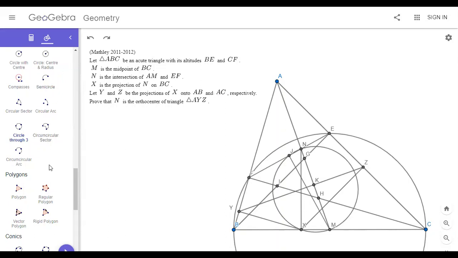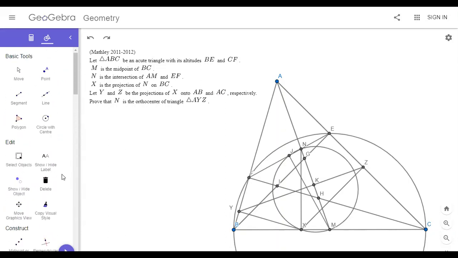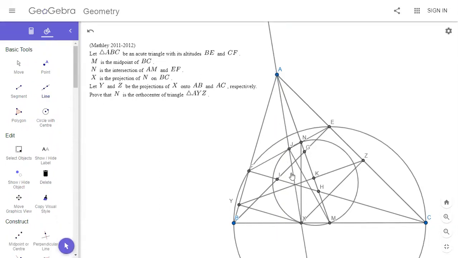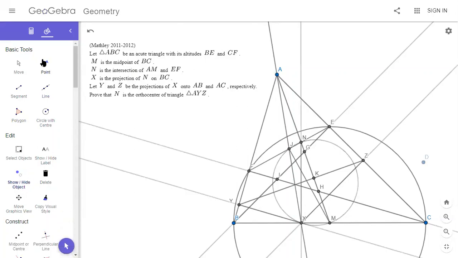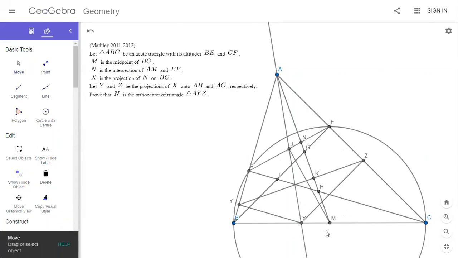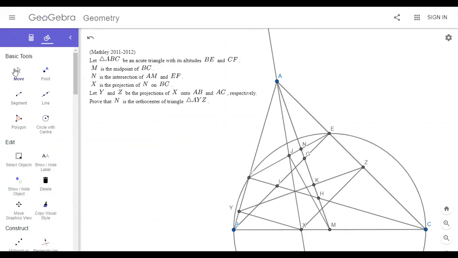AJ and BC. Okay. So if I define X instead to be the intersection of AJ and BC, I could try to show J, N, X, M is cyclic. Actually, yeah, that has to be true. So that solves it pretty much.